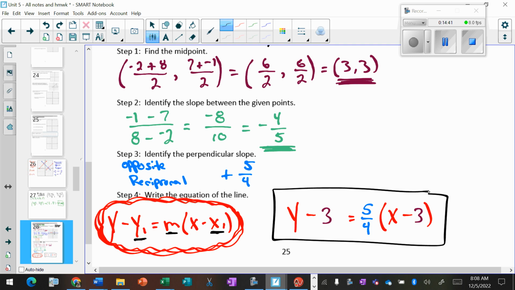So you find the midpoint, you find the slope, you translate the slope of the given 2 points into the opposite reciprocal to get the perpendicular slope, then you write the equation. That's how you find the equation of the perpendicular bisector.